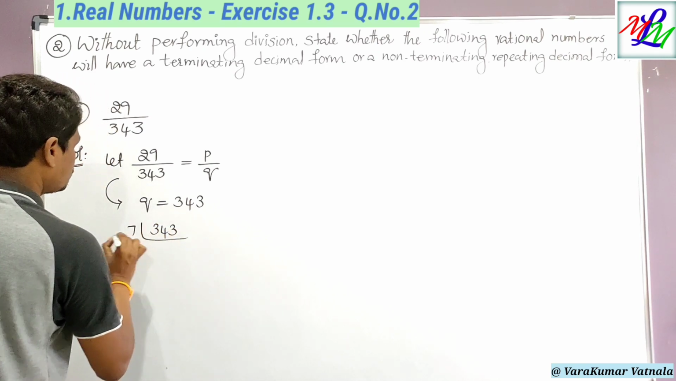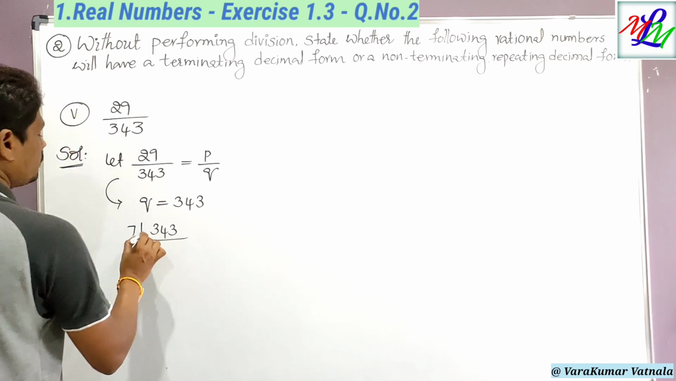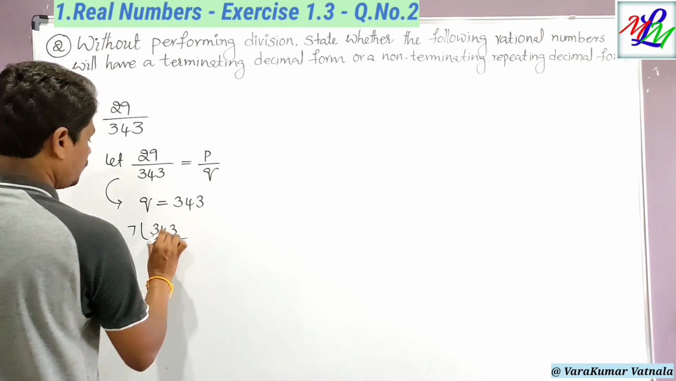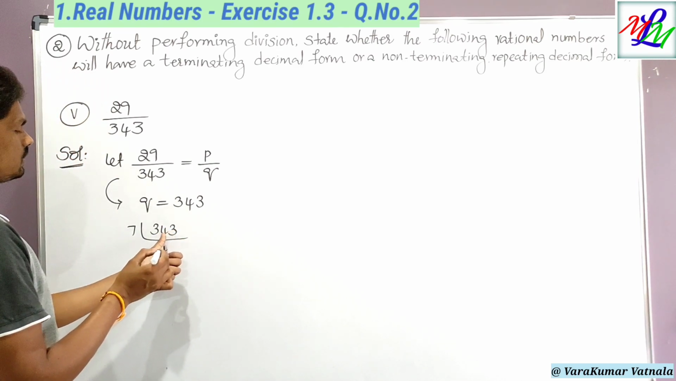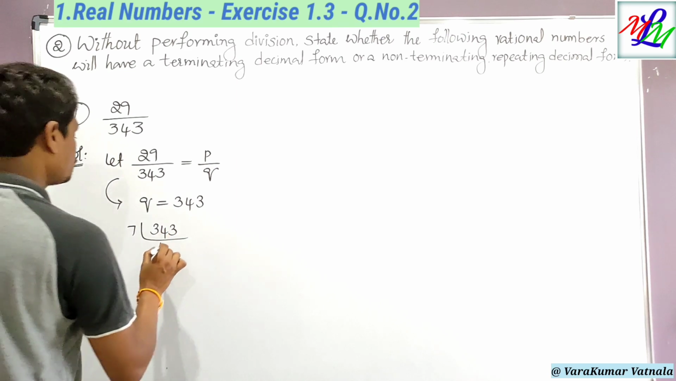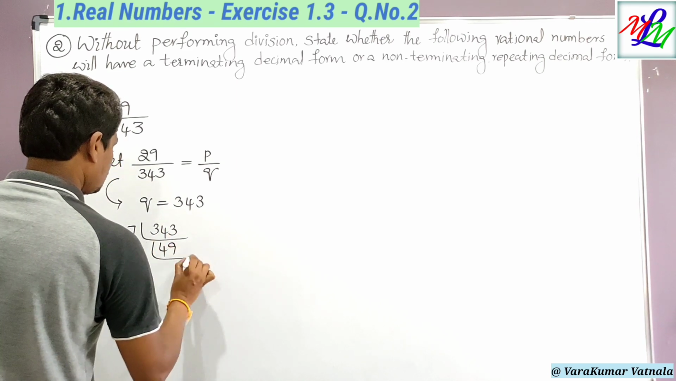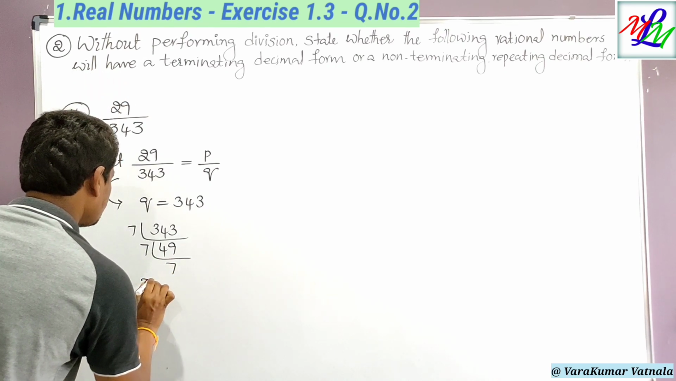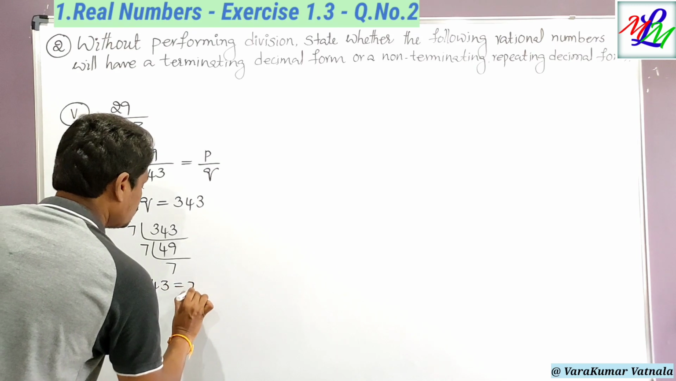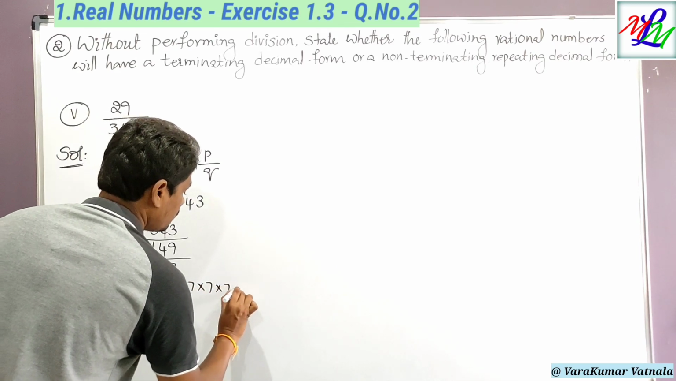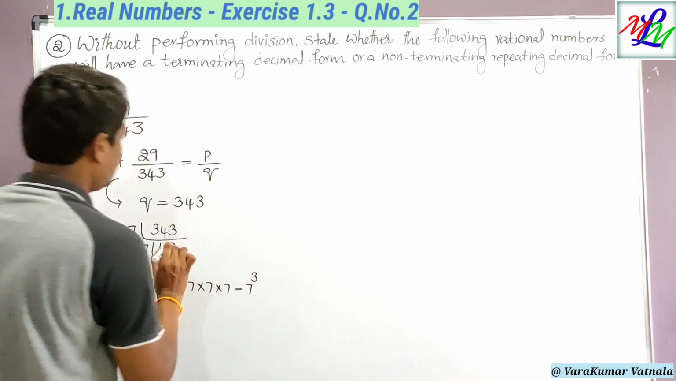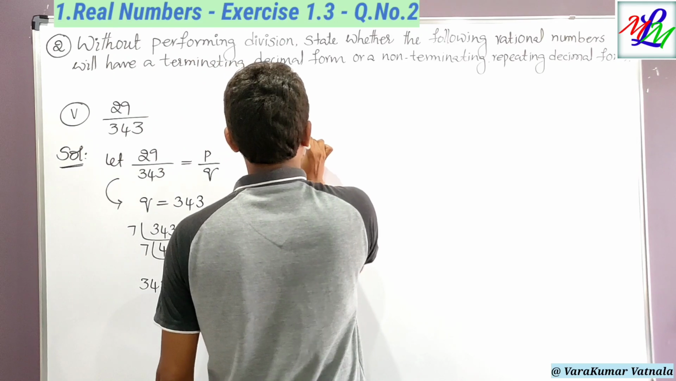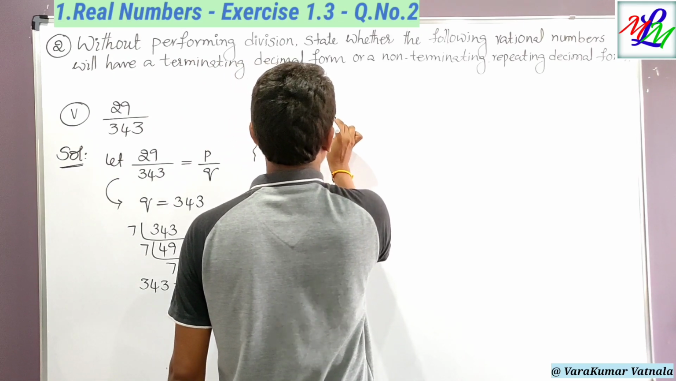Now I have to resolve 343 into its prime factors. It will divide only with 7. So here 7, how many times? 7 4s are 28, 63. So 7 9s are 63. Again 7 7s are 49. So we can write 343 is equal to 7 into 7 into 7, that is 7 to the power 3. So therefore we can say q is equal to 7 to the power 3.